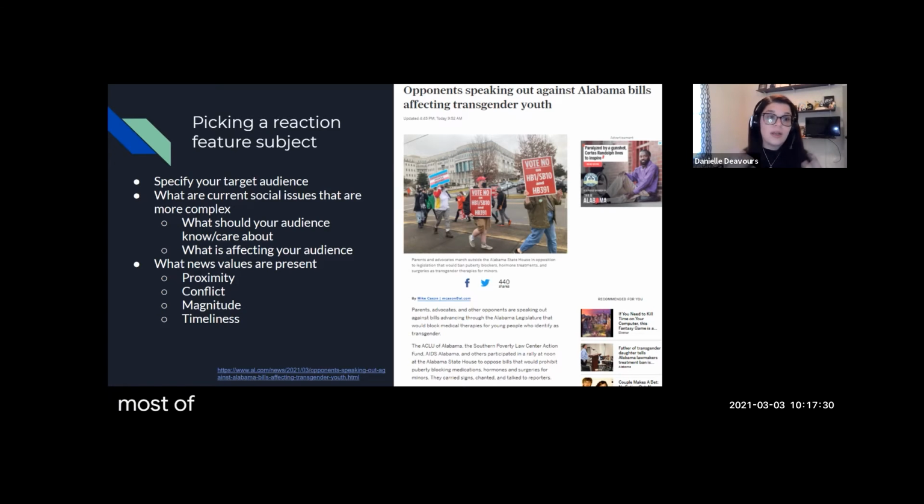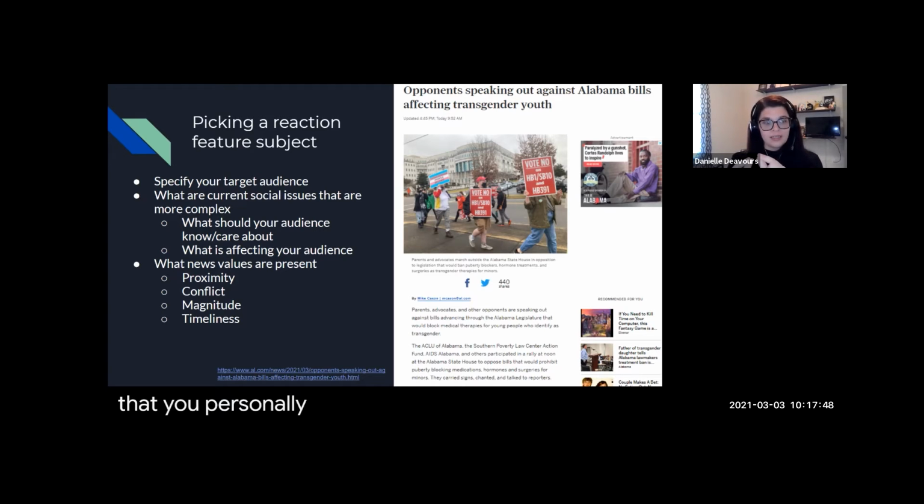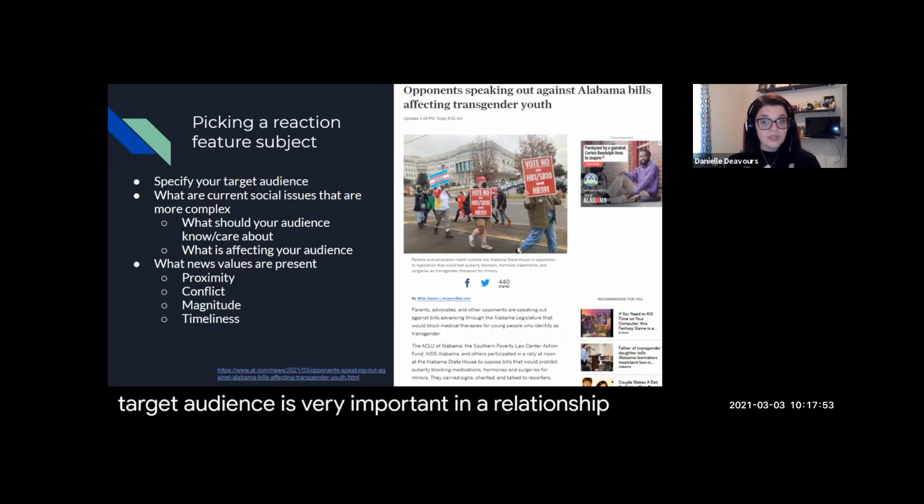Most of our, or a large part of our finances as a public university come from the Alabama legislature. And so keeping aware of those current events affects how much tuition you pay. It affects the quality of education that you receive. So making sure that you personalize these larger social topics to your target audience is very important in a reaction feature. We also need to know what news values are present. With reaction features, because they are so timely and because they are based on current events, some of the news values that we would consider are proximity.